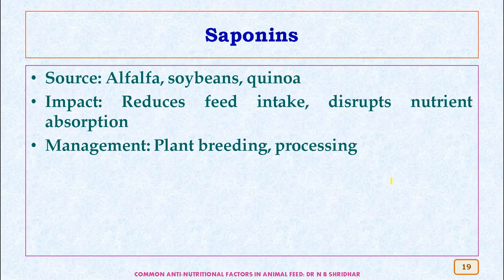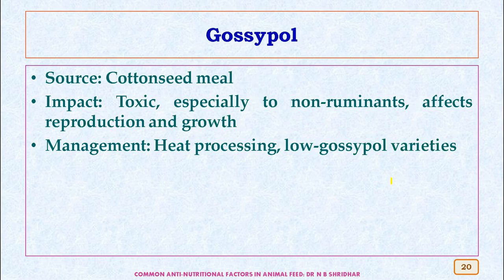Then saponins are a very common ingredient of leguminous fodder and also alfalfa, soya beans and quinoa. They reduce the feed intake and disrupt nutritional absorption. Saponin-rich fodder should be limited as much as possible, and should not be fed more than 2 kg per day to the animal.